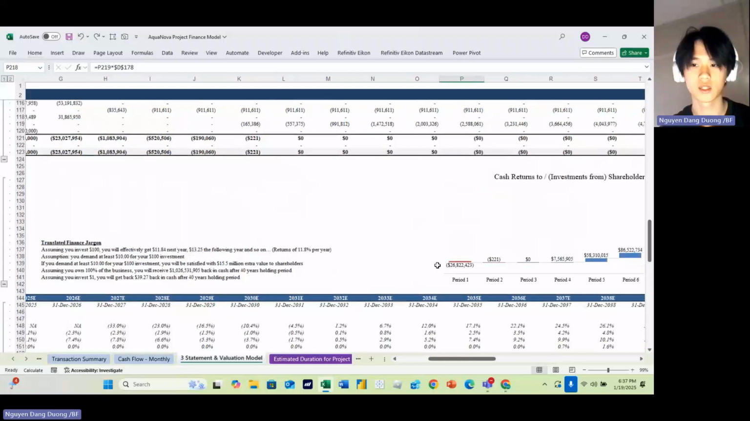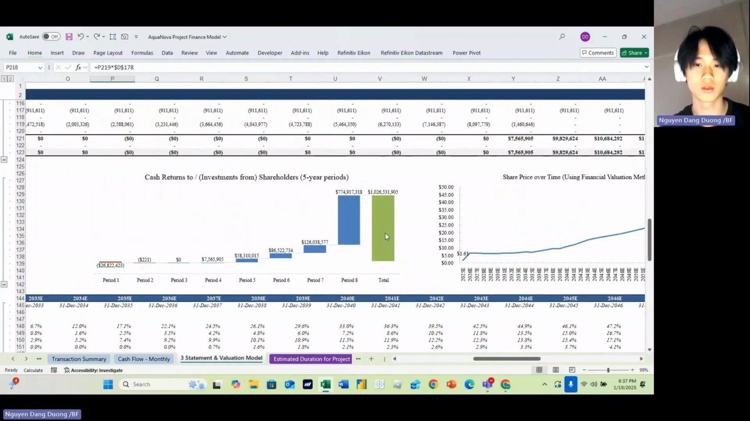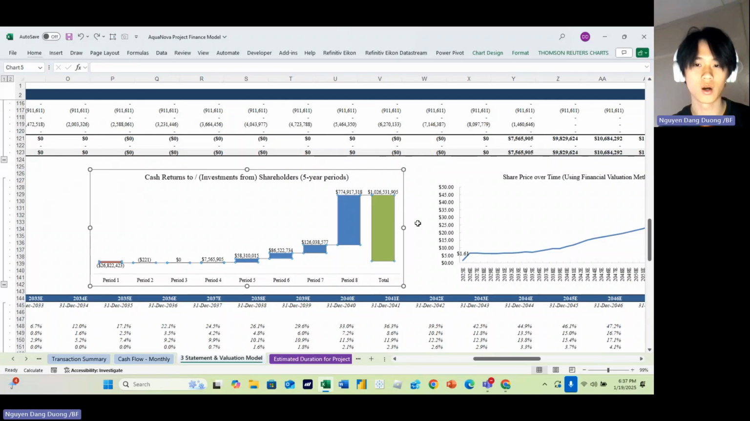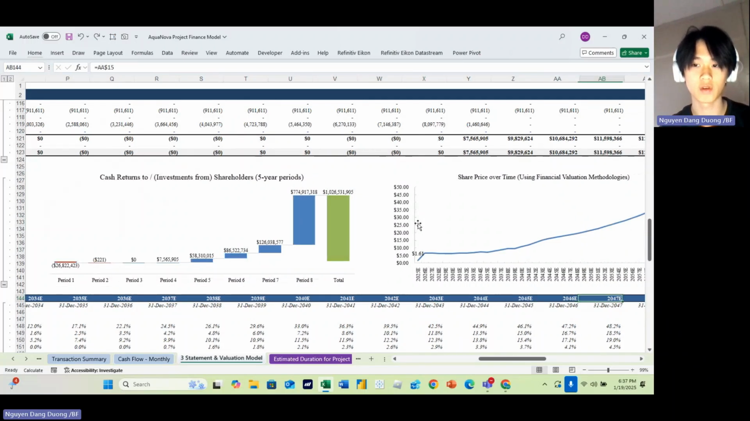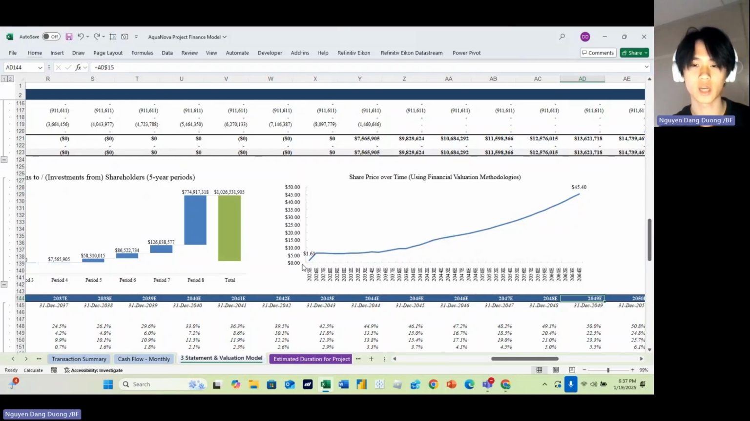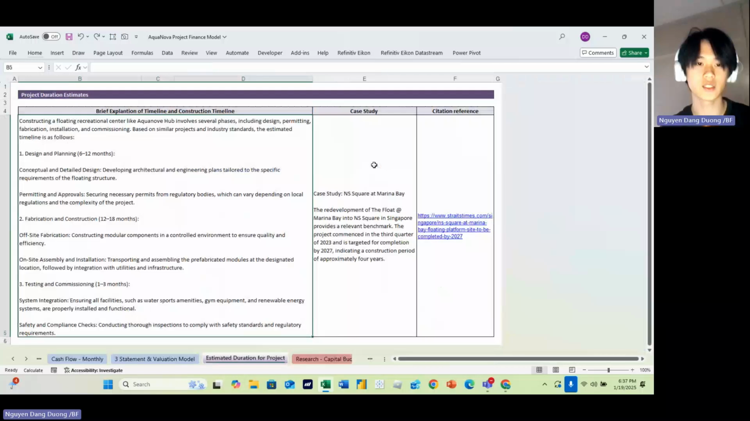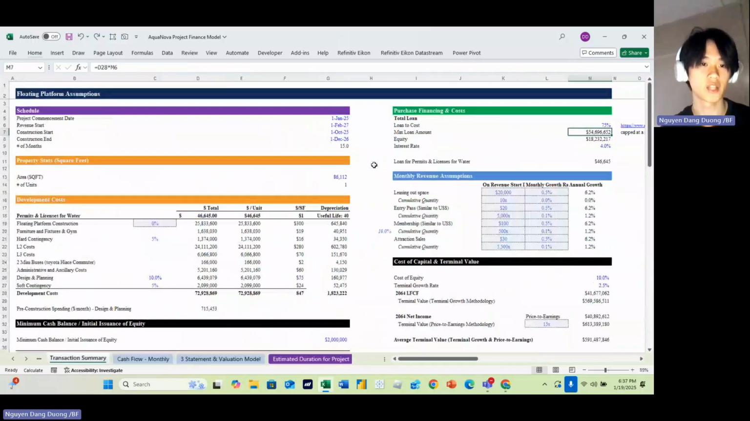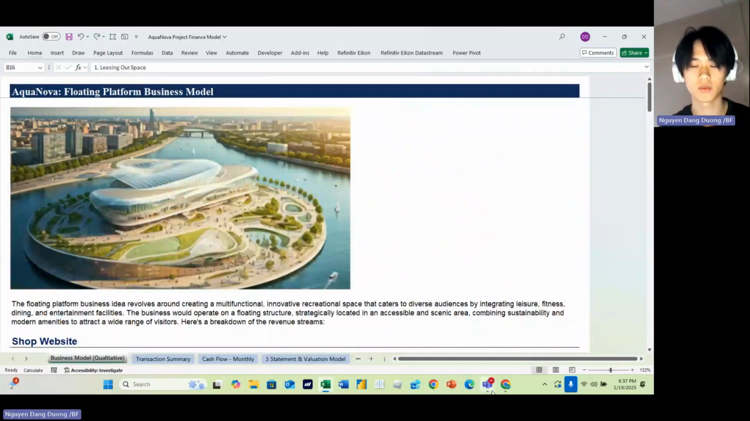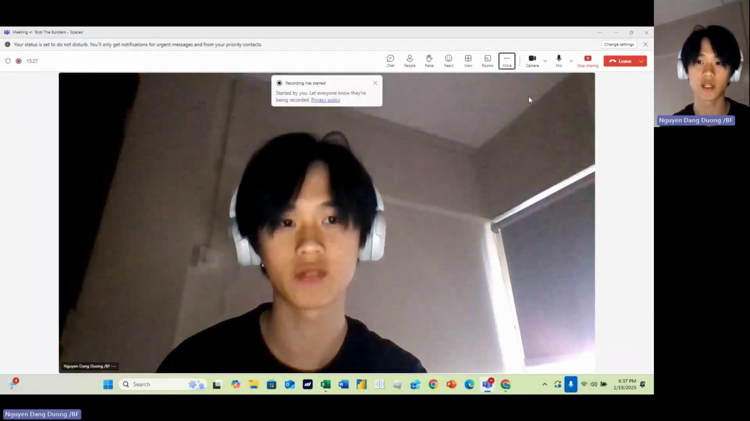And we also have charts over here to see that investors collectively would get $1 trillion in a span of 40 years, and the share price over time right here. And yeah, that's about all for the financial. That's about all for our project finance model.